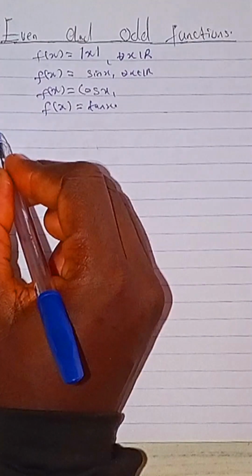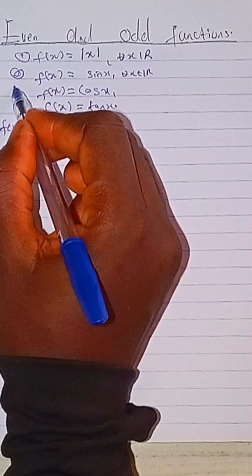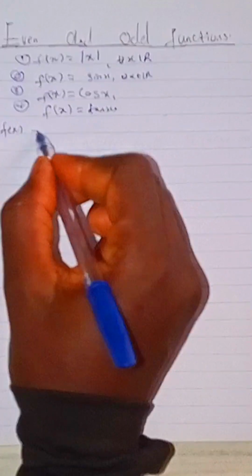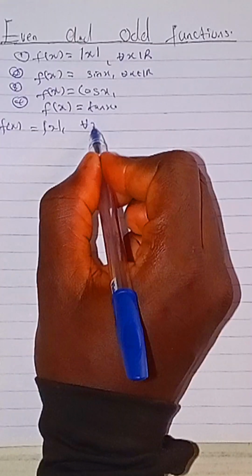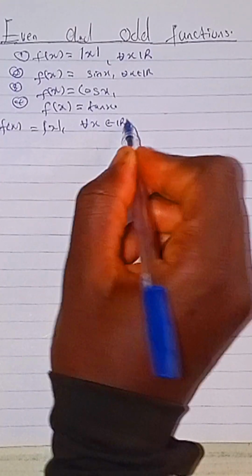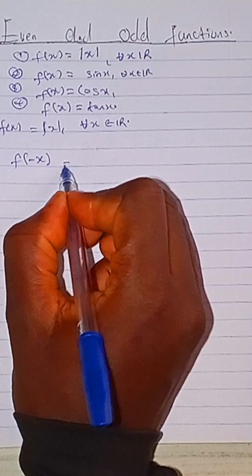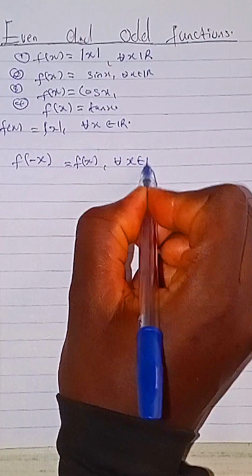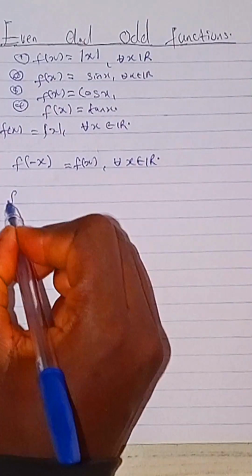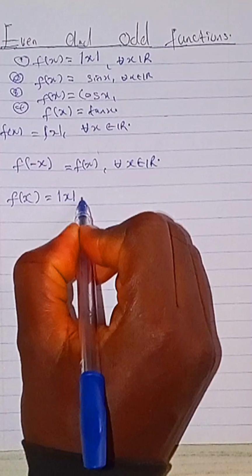To check if f of x is an even or odd function, the first thing to check is if f of minus x is equal to f of x. f of minus x is equal to f of x for all x coming from real numbers. What is f of x? It is given to be absolute value of x.